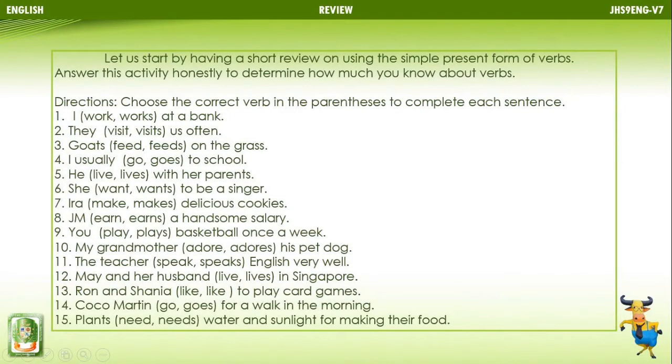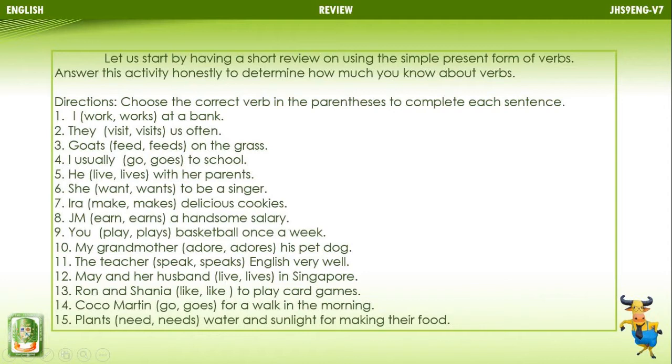Let us start by having a short review on using the simple present form of verbs. Answer this activity honestly to determine how much you know about verbs. Directions. Choose the correct verb in the parentheses to complete each sentence. 1. I work, works, at a bank. 2. They visit, visits, us often. 3. Goats feed, feeds, on grass.